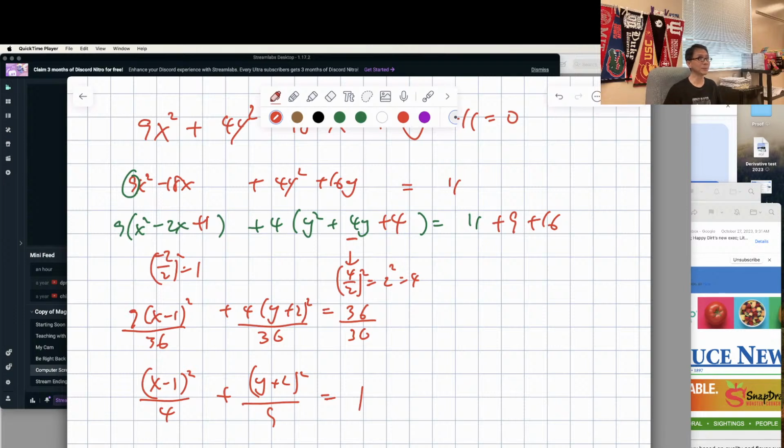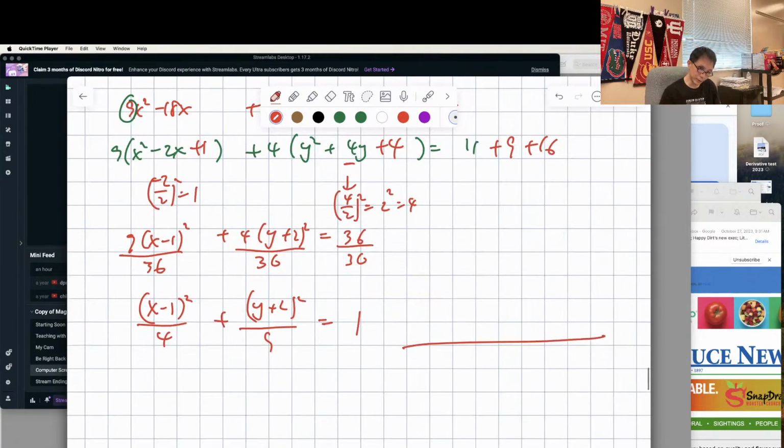You guys follow me? Yeah, it's just a lot. The center is (1, -2), and you go in the x direction 2 units away and 3 units in the y direction. So in this case, I will go ahead and draw it. Going right 1, going down 2, this is my center, right? I'm going to go 2 units to the right, so it's going to be this part, and then 3 units to the top like this, and it's going to form like this.